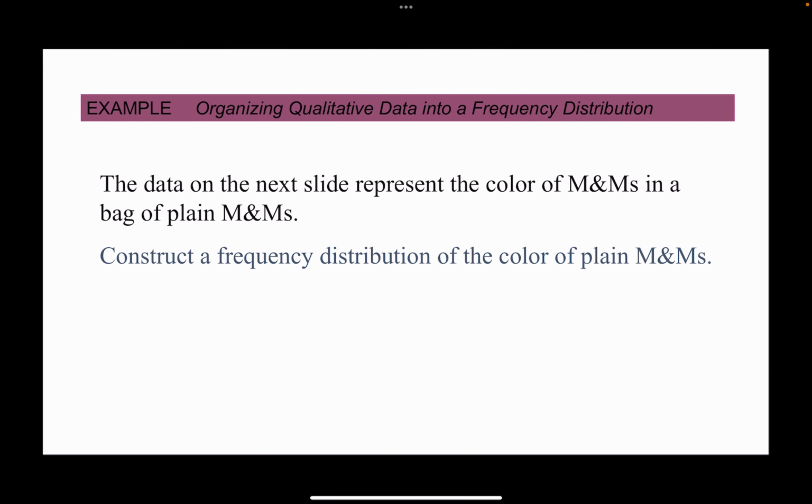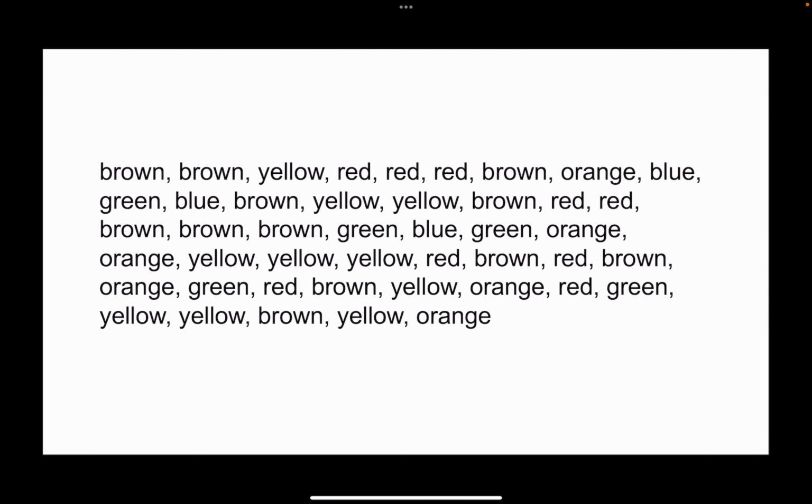So on the next slide, we have our color of M&Ms. So we took a bag of M&Ms and we just took the M&Ms out, and when we pulled each M&M out, we wrote down what color it was. So we got this big old pile of raw data. See, nothing's been done with it yet. It's completely disorganized. It's just as we pulled the M&Ms out of the bag, this is what we got.